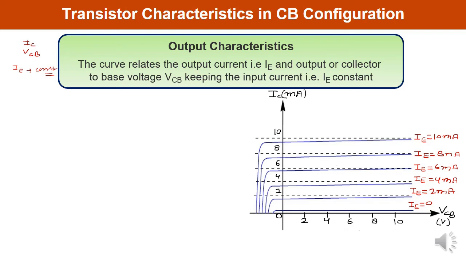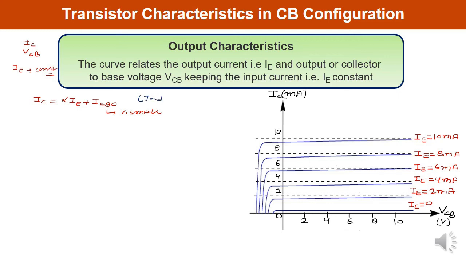But let me tell you, you know the equation of IC. This is alpha times IE plus ICBO. And ICBO is the leakage current, and this value is very small in comparison to IE. At the same time, from this equation, you can observe that it is independent of the voltage VCB.